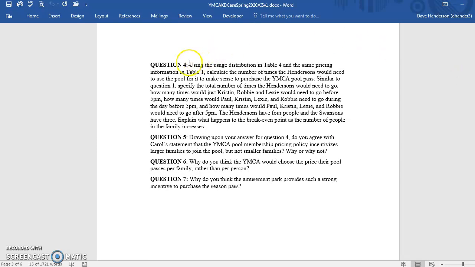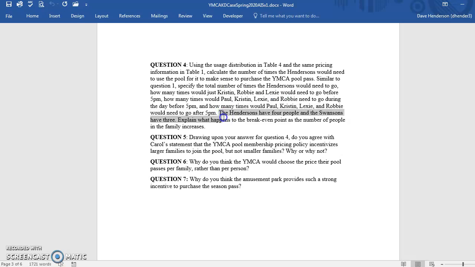So your question 4, using the usage distribution in Table 4 and the same pricing information in Table 1, calculate the number of times the Hendersons would need to use the pool for it to make sense to purchase the YMCA pool pass. Similar to question 1, specify the number of times the Hendersons would need to go in terms of how many times Kristen, Robbie, and Lexi would need to go before 5, and how many times Paul, Kristen, Lexi, and Robbie would need to go during the day before 5, and how many times Paul, Kristen, Lexi, and Robbie would need to go after 5.